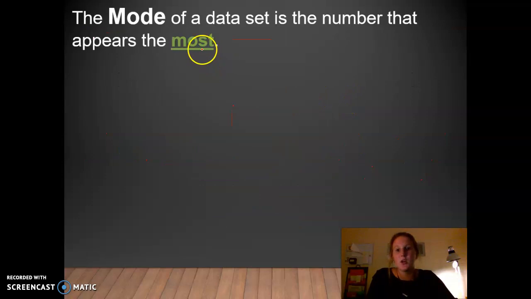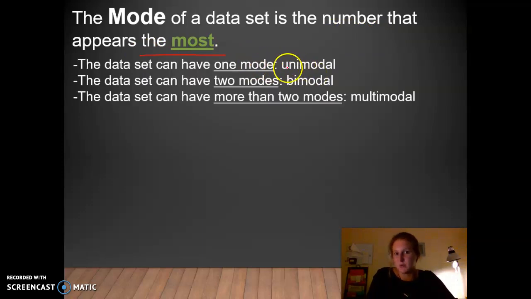The mode. The mode of a data set is the number that appears the most, okay? It's the most common. We've heard of this vocab word before. We can have 1 mode, 2 modes, more than 2 modes. Again, we've heard these: unimodal, bimodal, multimodal.